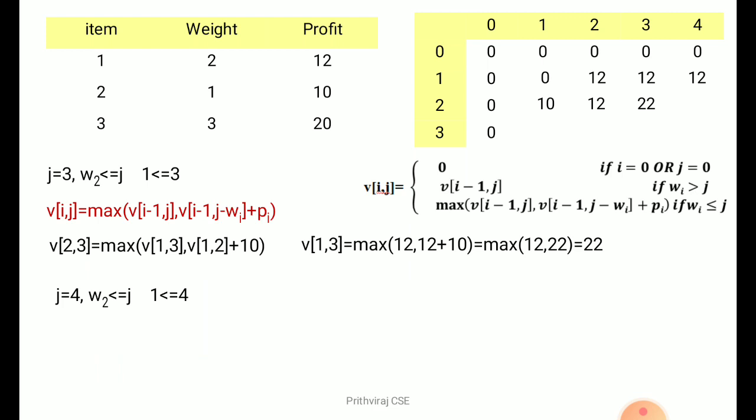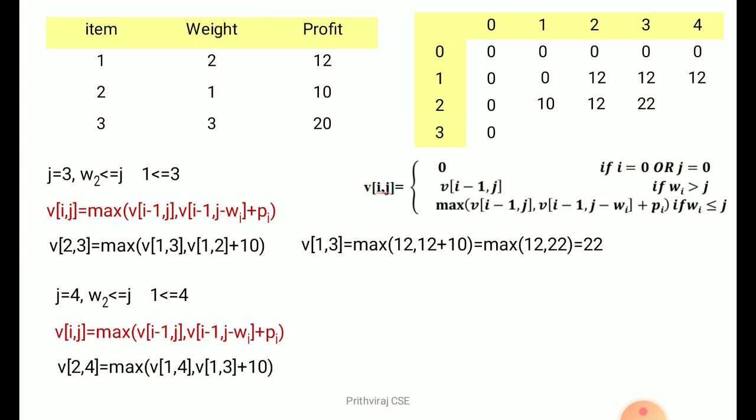Lastly, j is equal to 4. So when j is equal to 4, we have to compute v of 2 comma 4, which is equal to max of 12 comma 22, which is equal to 22. That's all about i is equal to 2.